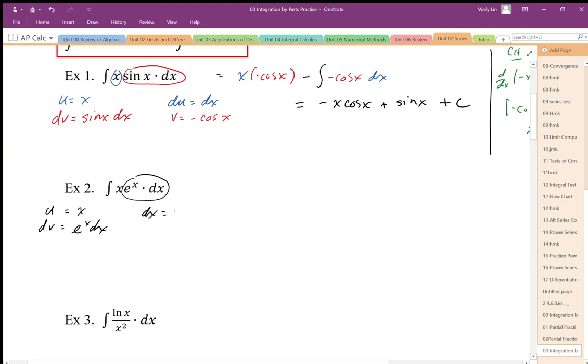Differentiate. So I'm going to differentiate u to get dx. And I'm going to integrate dv to get e to the x. And there's my parts that I need. So I'm going to fill in my parts. It's going to be x e to the x minus the new integral, which is going to be e to the x dx. And again, this one works out quite easily because of the e to the x.